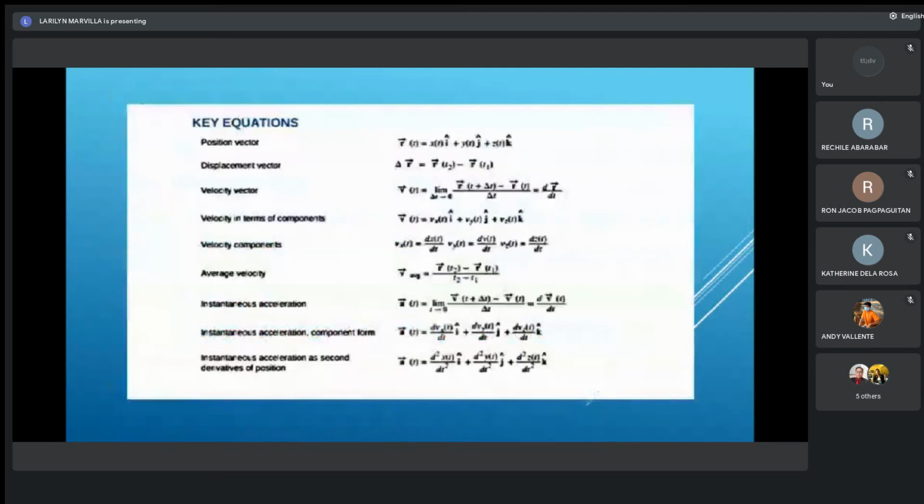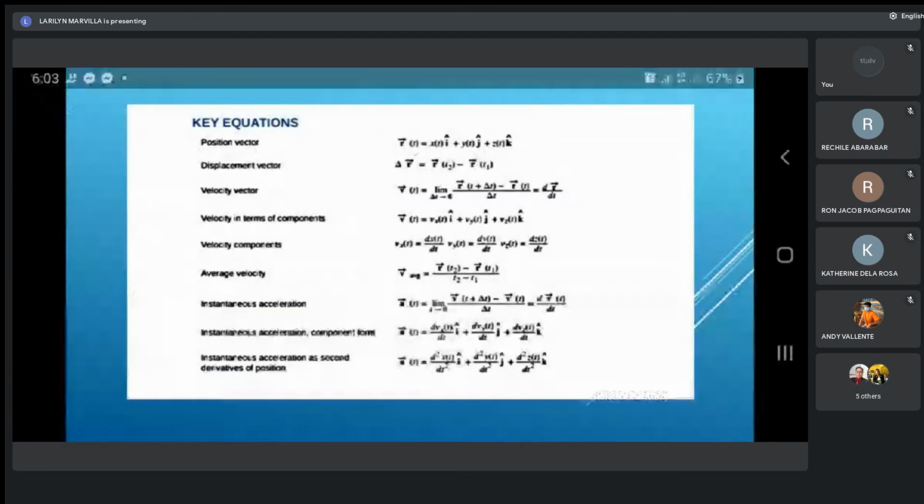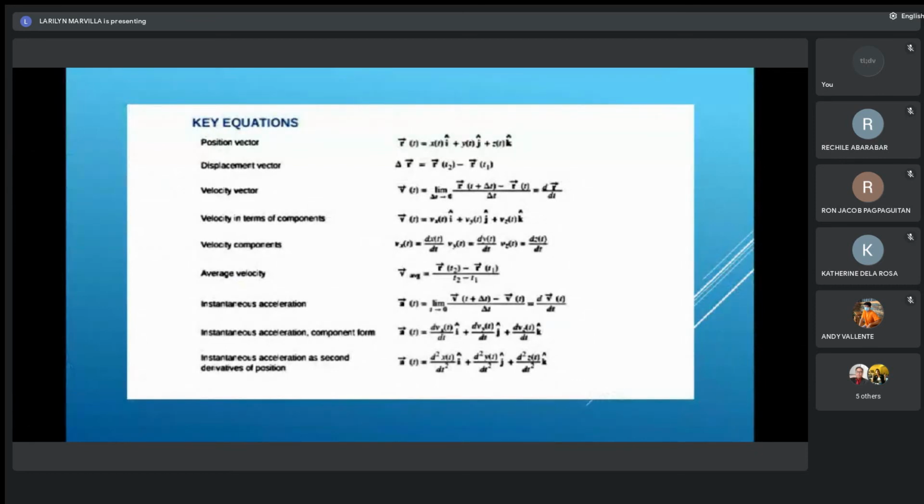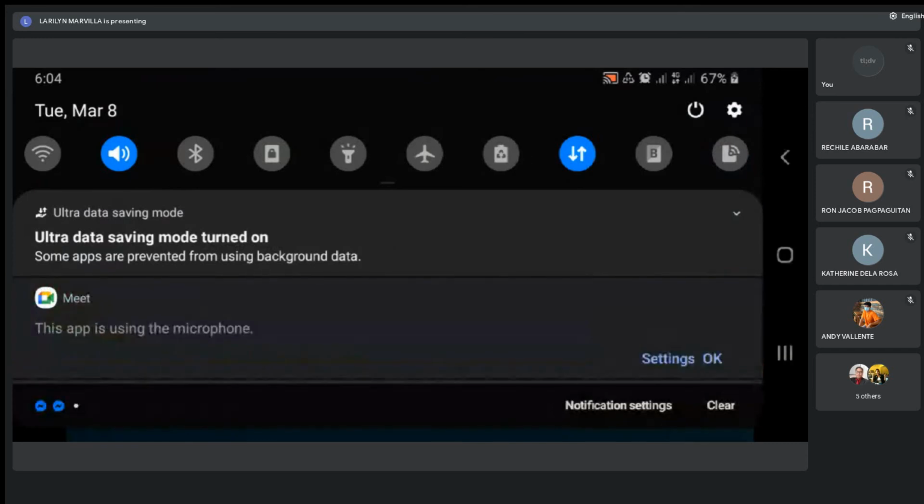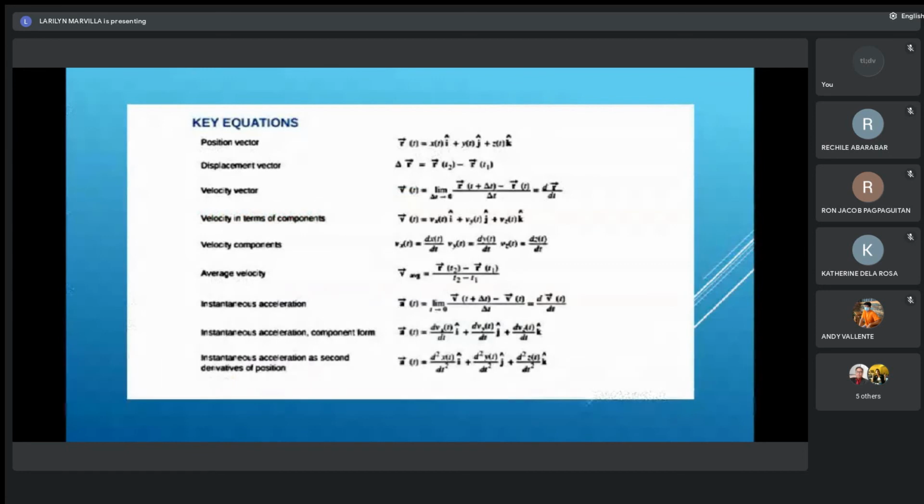Next, Larine. Kinematic equations, position vector, displacement vector. Kani siya ang mga more equations or mga formula para makuha nato ang position vector, displacement, and so on.